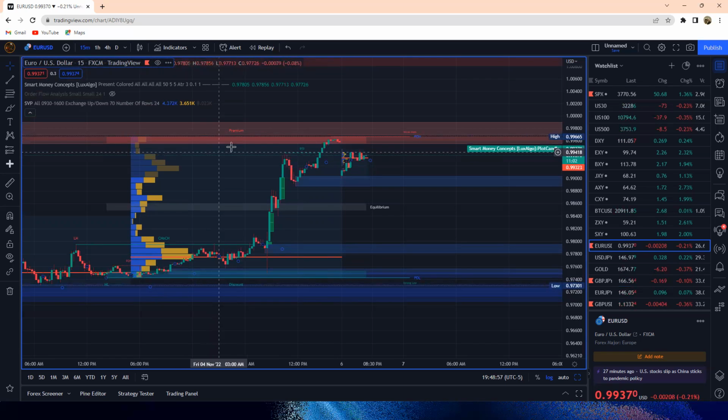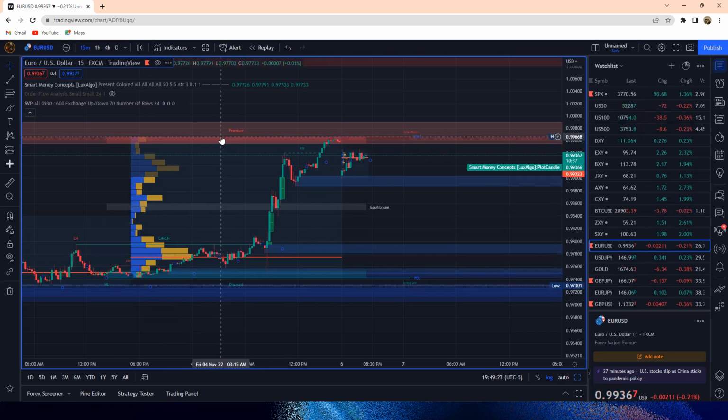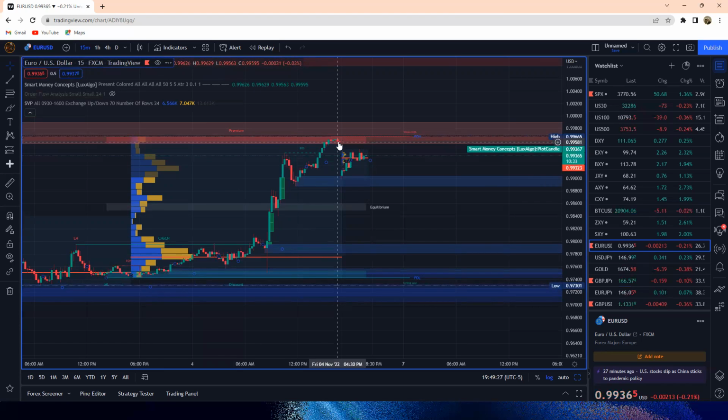Now, it doesn't necessarily mean that you're going to get a rejection either, right? I wanted to make sure I made that clear. So let's say this right here was something like this, a point of control. If you have a big area like this, a resistance area that is a point of control type of area, then there's a really good chance that price will reject at that area.